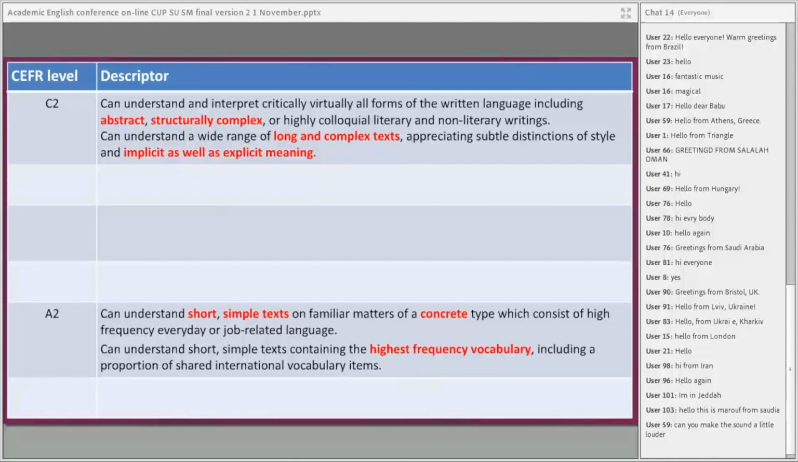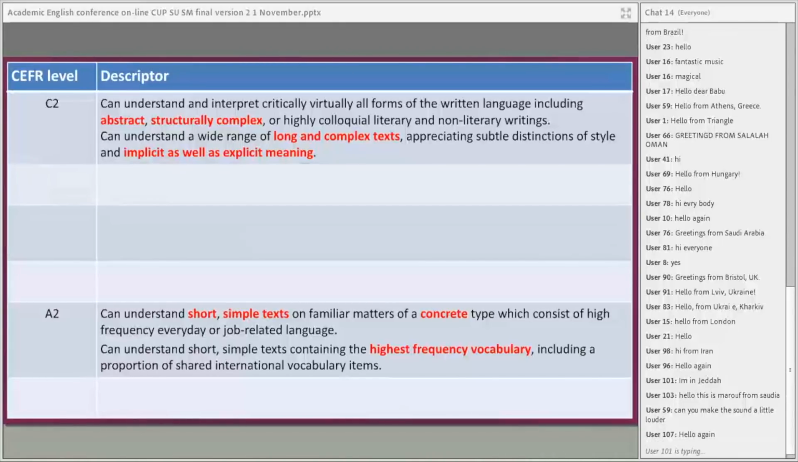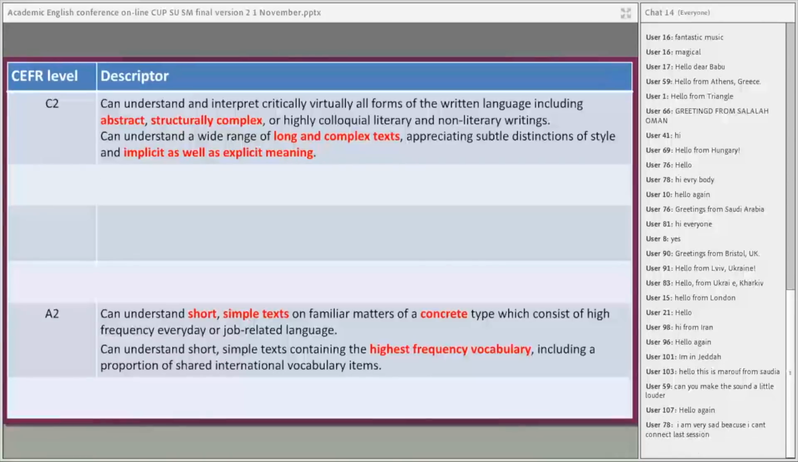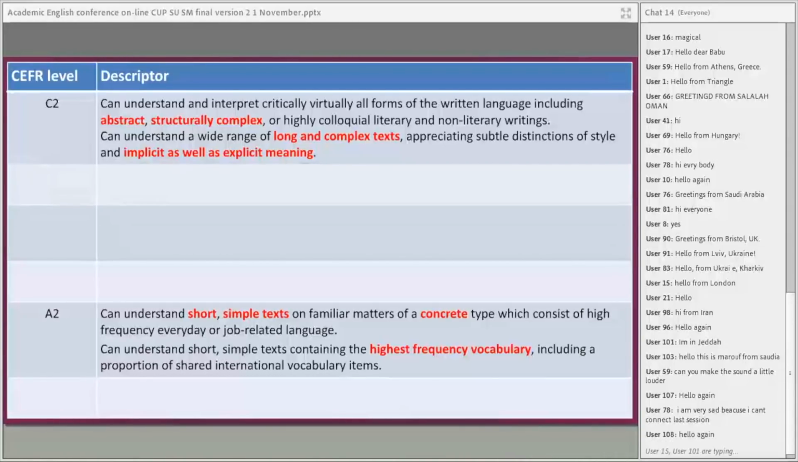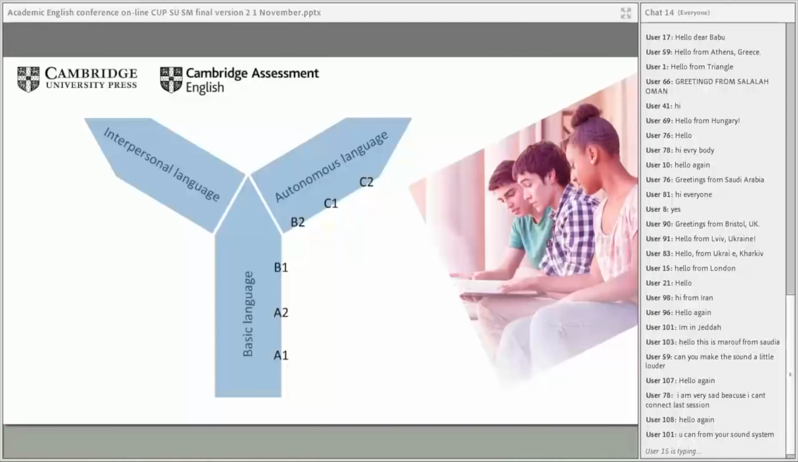And at this point, it might be interesting to reflect on whether all L1 speakers could handle the demands of these C2 descriptors. In other words, can all L1 speakers deal with abstract and structurally complex text, or is this a skill more typically used among people who have experienced further or higher education? So if we look at the focus of the CEFR at higher levels, we can see that it's strongly based on the type of language associated with academic and professional contexts.